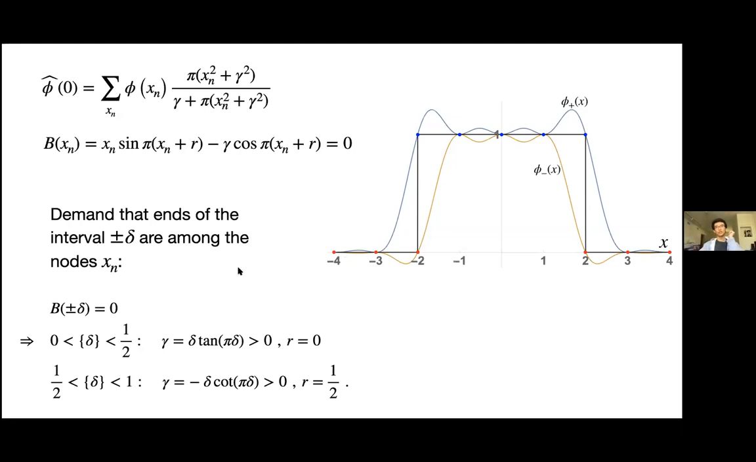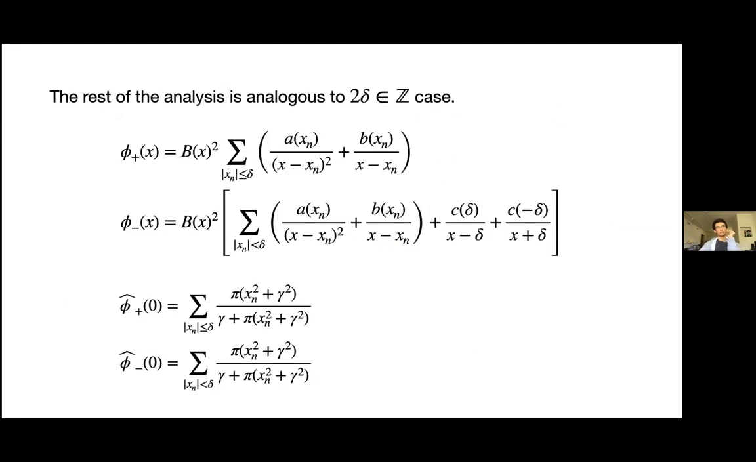And so here we will demand the same, that this plus minus delta is among the roots xn, so that this b of plus minus delta is 0. And that fixes the parameters gamma and r depending on the fractional part of delta. And so from now on, the rest is very similar to the integer-sized interval story. Let me just write down the answers.